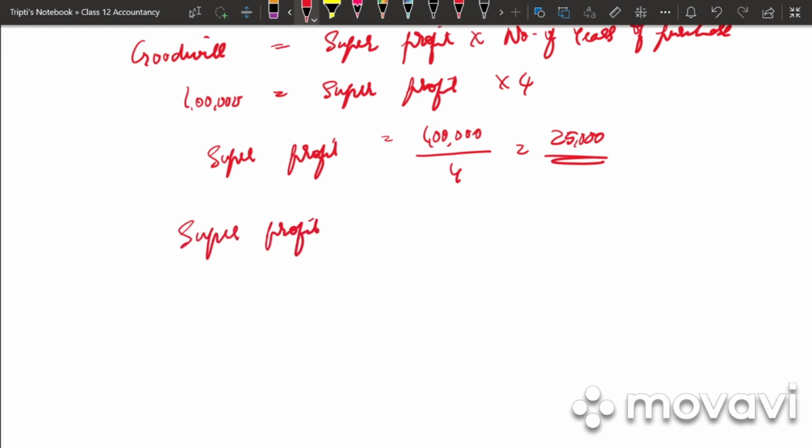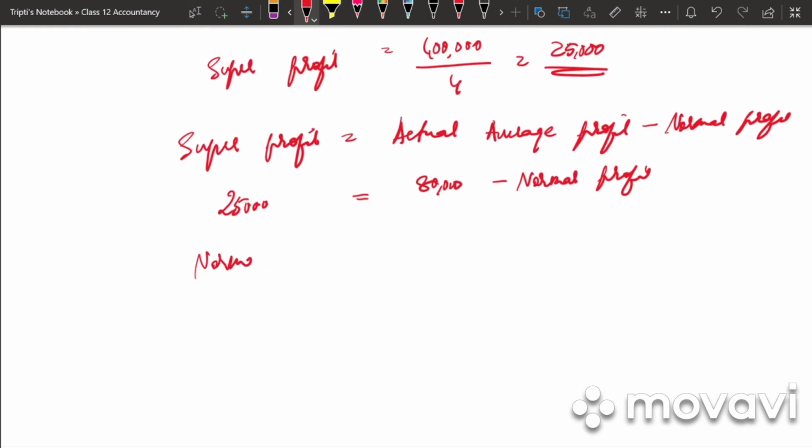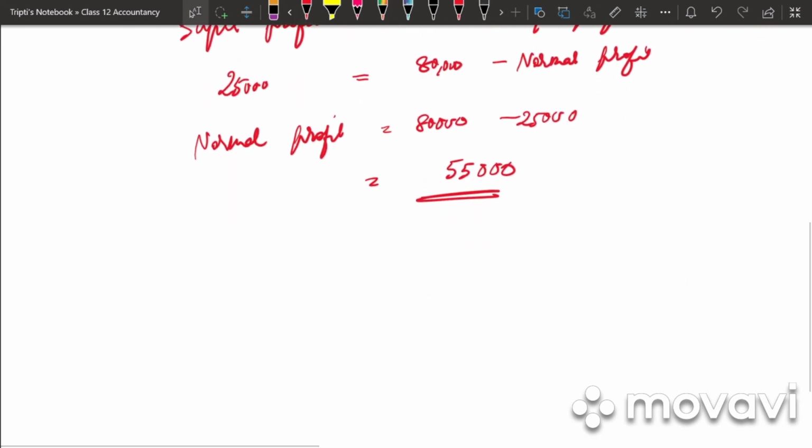So super profit is equal to actual average profit minus normal profit. So we know our super profit, that is 25,000. We know our actual profit, that is 80,000 minus normal profit. So normal profit will be equal to, we bring our normal profit to our left side and take 25,000 to our right hand side. So 80,000 minus 25,000 we get 55,000.